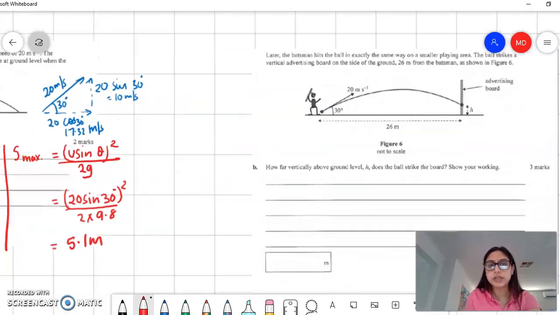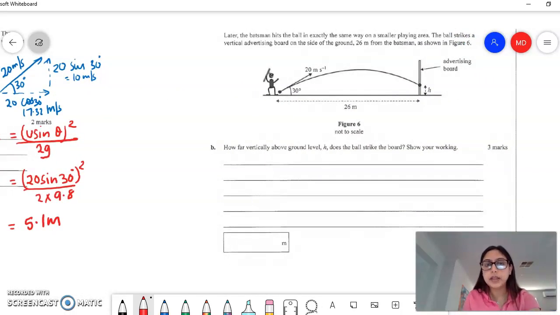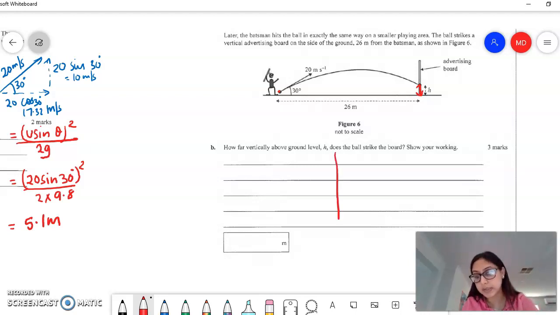Let's now move on to the second part of this question. Later, the batsman hits the ball exactly the same way on a smaller playing area, and it strikes a vertical board which is 26 meters away from him. How far above the ground, H, does the ball strike? So this was the starting position. Isn't that the displacement basically from the starting position? So we are looking at the displacement. And which direction is the displacement in? Vertical. So we need to find the displacement in the vertical direction.